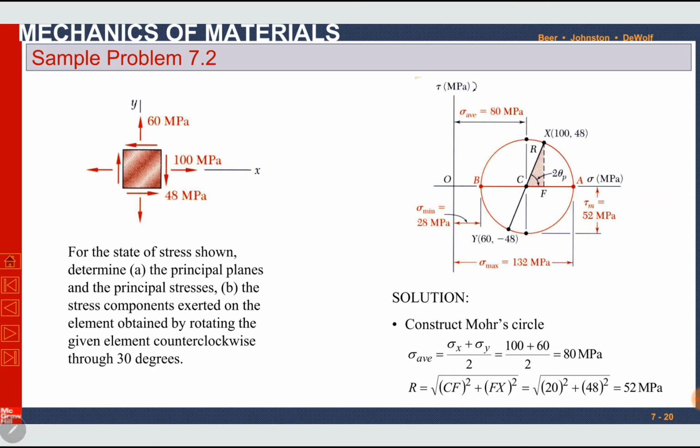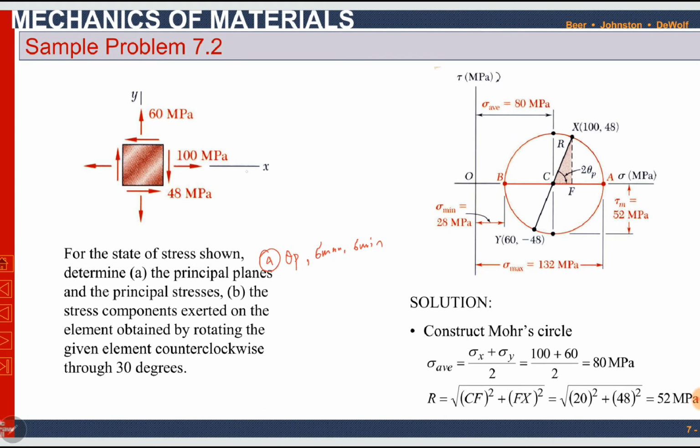Okay, the next is our sample problem 7.2. Sample problem 7.2 states that for the state of stress shown, determine the principal planes and principal stresses, theta p and sigma maximum and sigma minimum in part A. Part B, the stress components exerted on an element obtained by rotating the given element counterclockwise through 30 degrees. Rotate this element counterclockwise. This is counterclockwise direction.